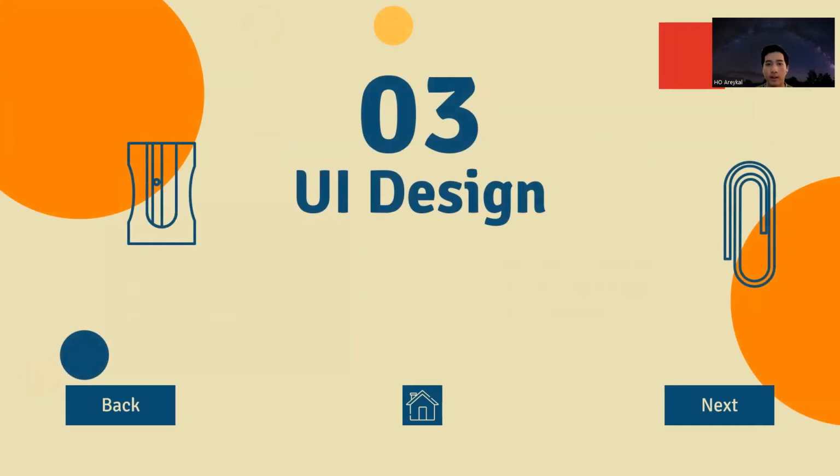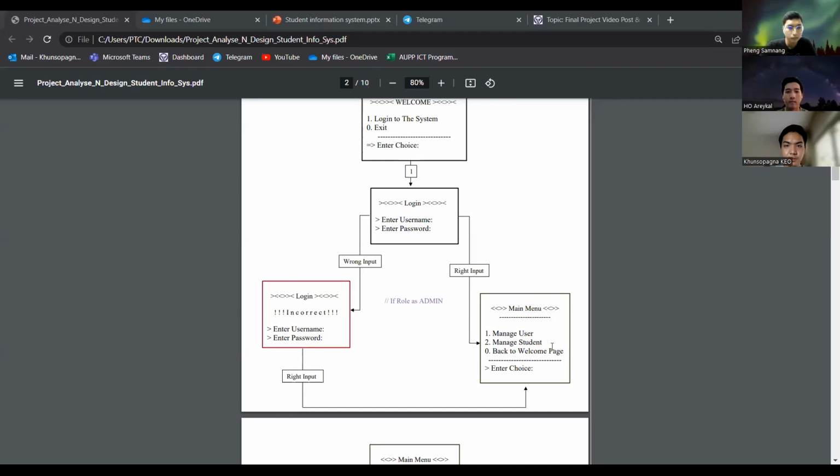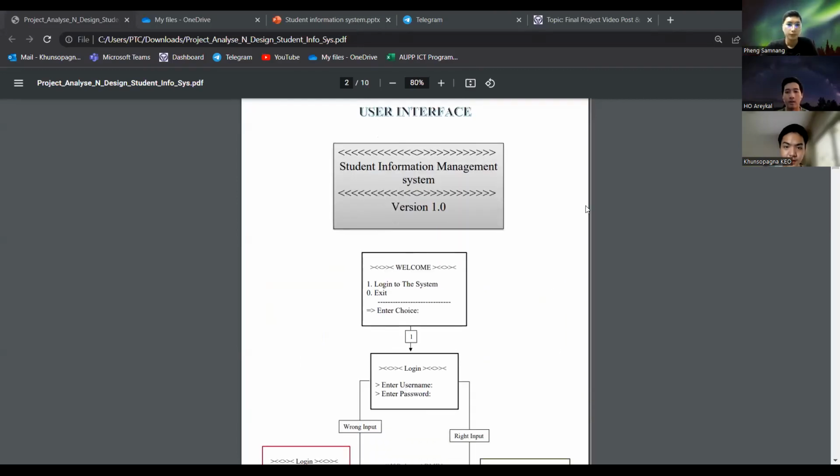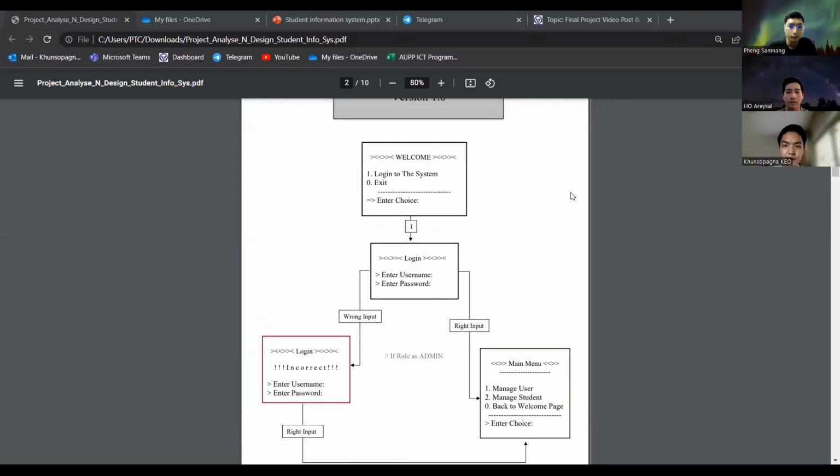Moving on to UI design, it will be presented by Pagna. So I will be showing you the flow chart of our application. Okay, so here is our flow chart. Before we start our app, we have two types of role. First, we have the admin, and the second one we have the user, or we call it the registrar.